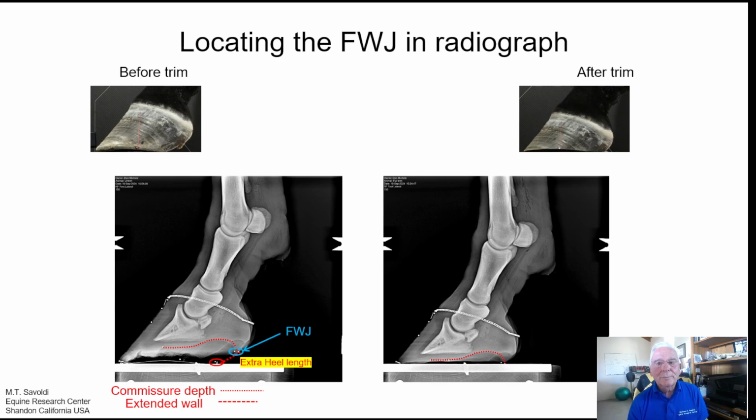If we trim to the frog wall junction, we notice that it aligns with everything else we've been talking about. So now you can look at a radiograph and know where a heel can trim. Caution always taken. Can we trim the heel to that point today? Maybe not. So we always have to use caution and time and regular trimmings to achieve that point.